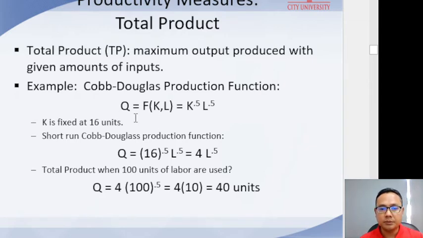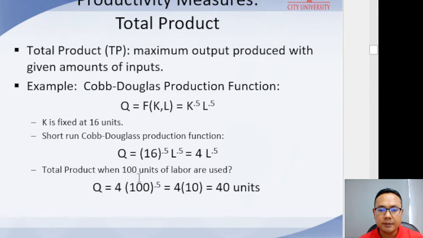Q = F(K, L) = K^0.5 L^0.5. K is fixed at 16 units in this example. Then the short-run Cobb-Douglas production function is Q = 16^0.5 L^0.5, which means Q = 4 L^0.5.